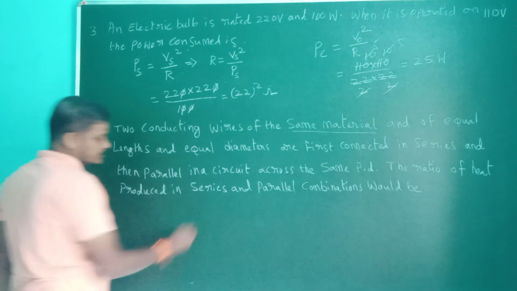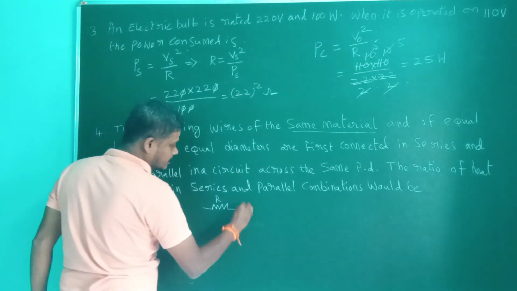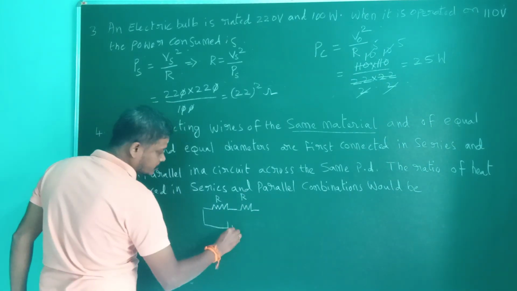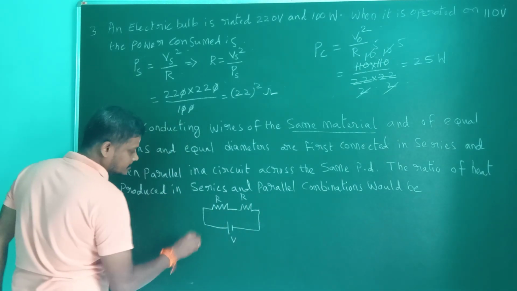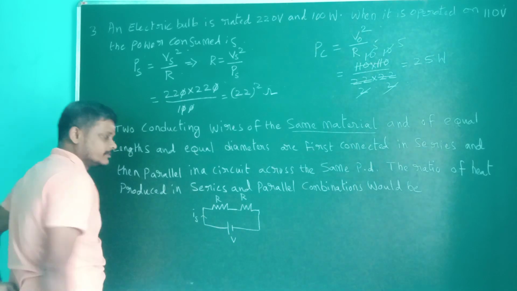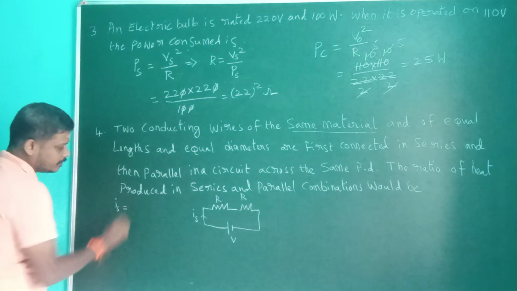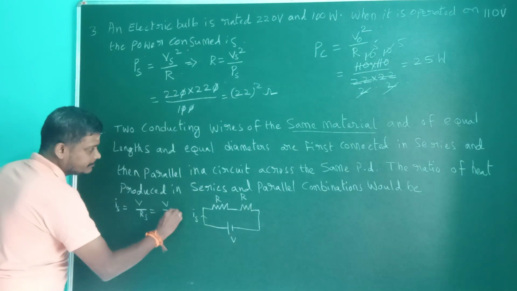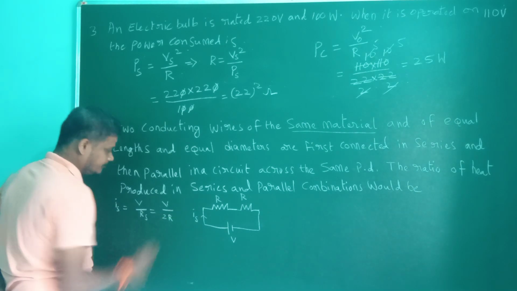Then in a series, let the resistance of each wire be R. When they are connected in series across a source of potential difference V, let the current passing be I series. Then I series is given by V by R series, that is V by R plus R, that is 2R.